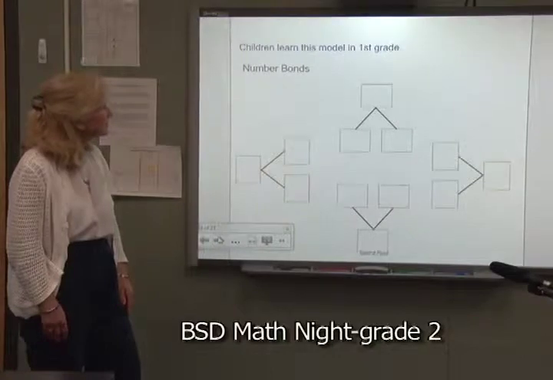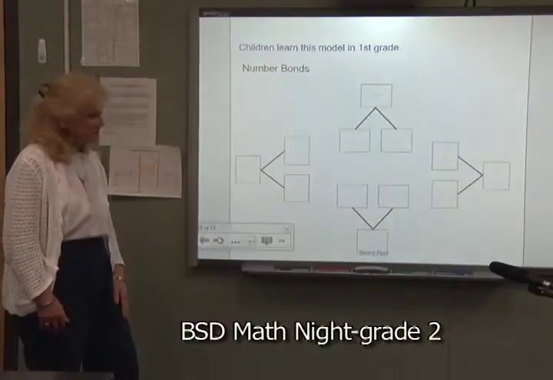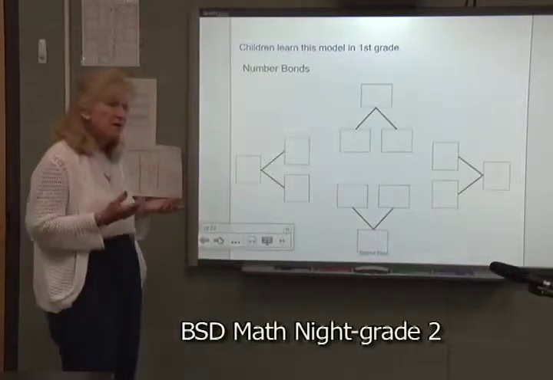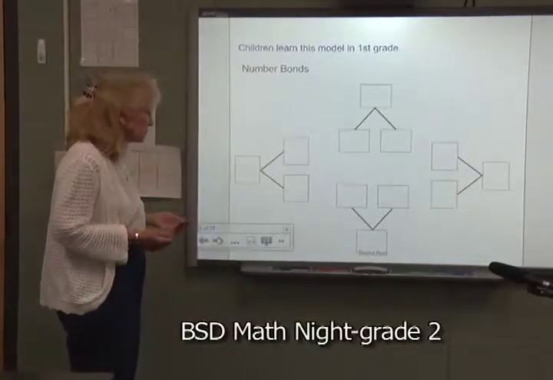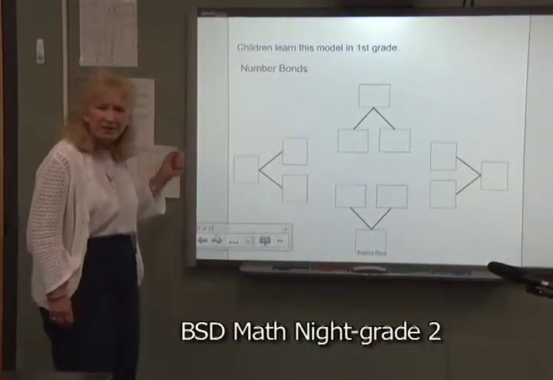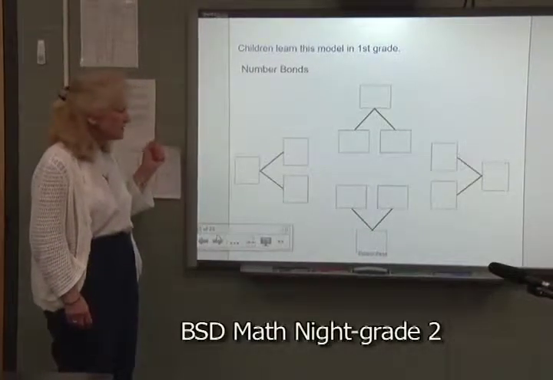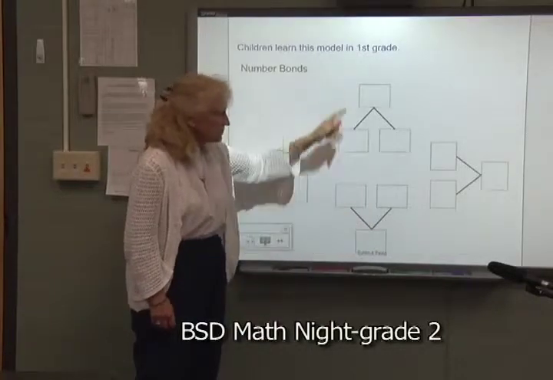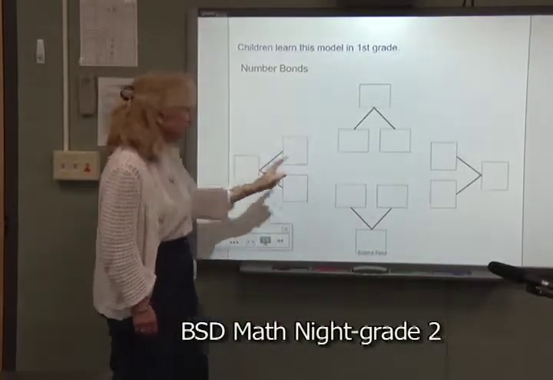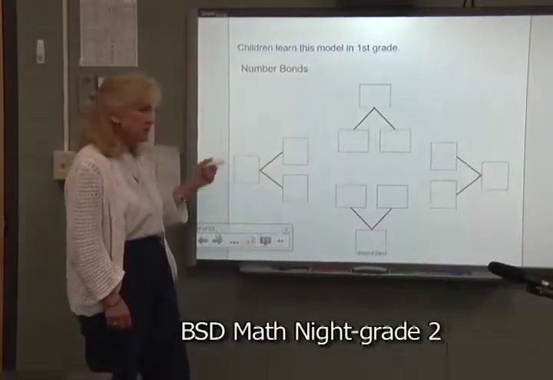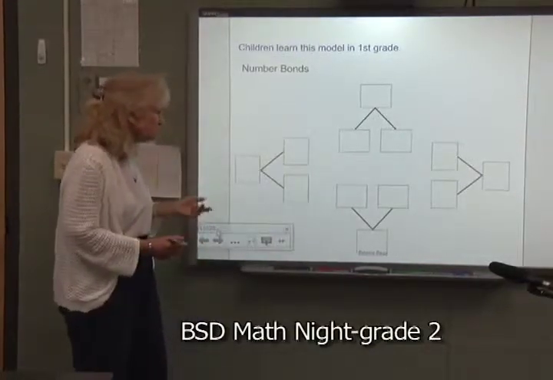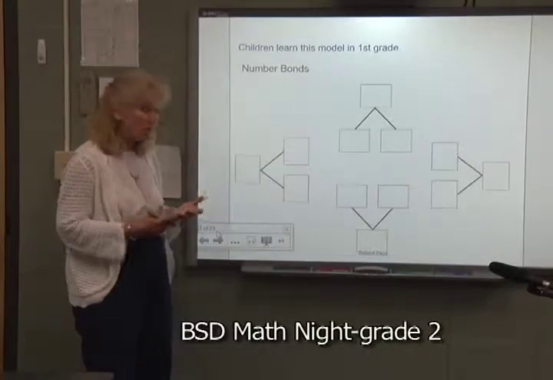Sally? Here's another model for first grade. These are called number bonds, and the number bonds show the relationship between numbers. You see the arrow that's in each of these models? Pointing up, down, or north, south, left, right, or west, east. There's an arrow in every one. The arrows point to the whole.